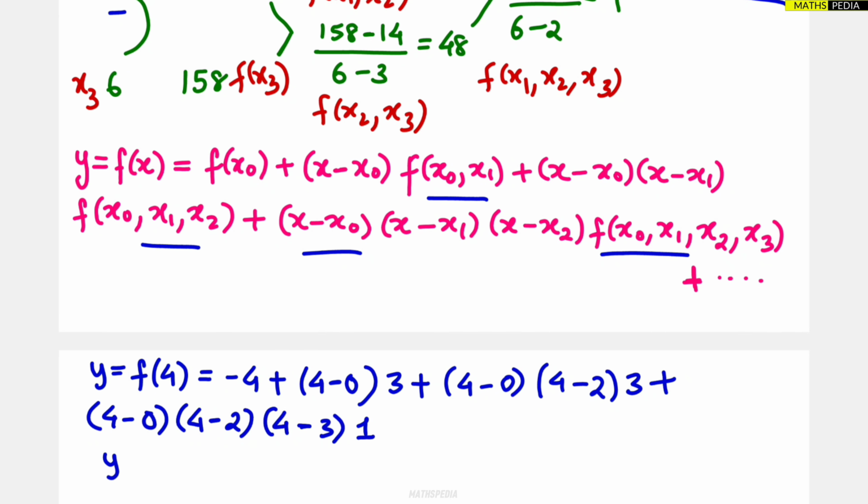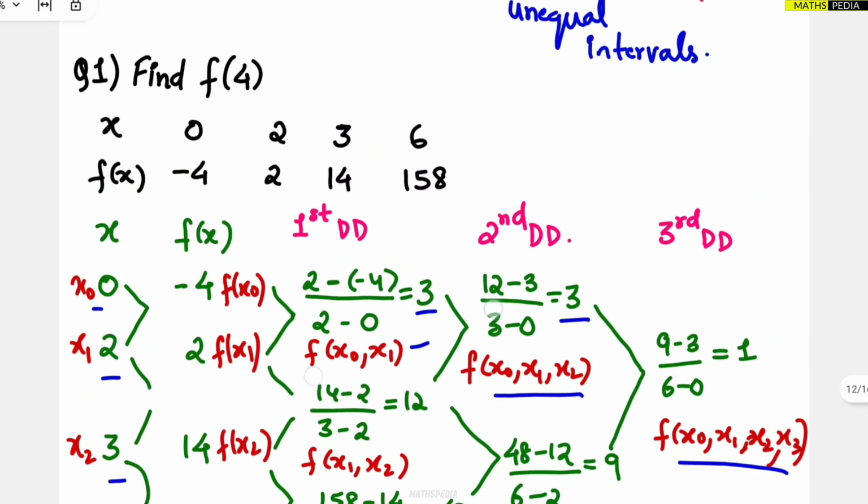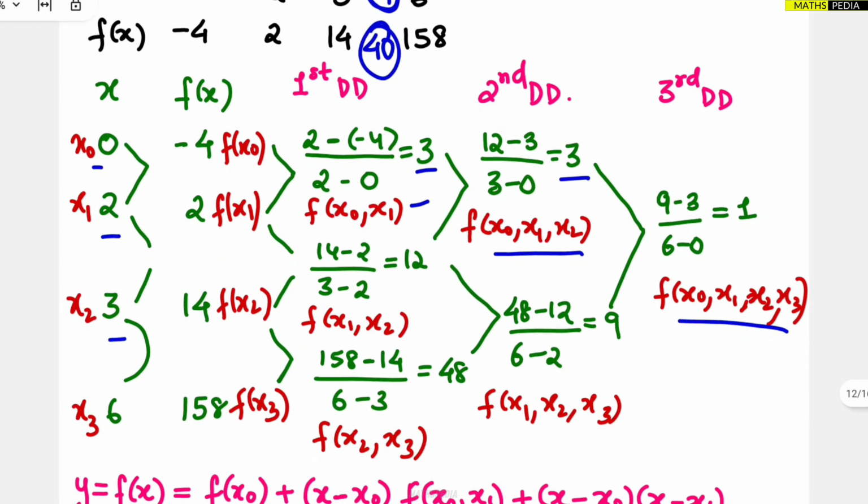So what you will be getting as the answer: y is equal to f of 4, which is equal to, so y is equal to what? f of 4, and that is equal to, how much will you get? 40 as the answer. So the f of 4 value is basically here somewhere, f of 4, that you are getting as what? 40.